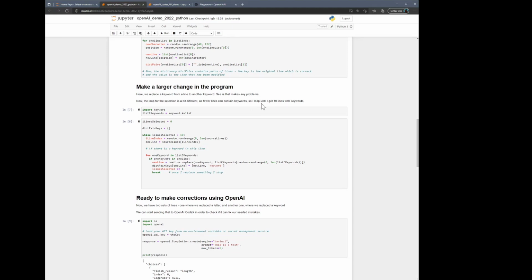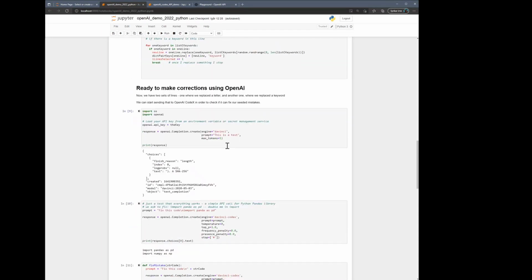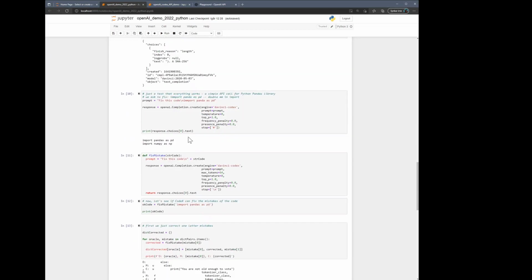Then in the second exercise, I made another change. I was thinking, how about instead of making a mistake in a simple word, like a spelling mistake or writing the wrong character, which happens, I see if it can fix a broken keyword? So I looked for keywords in any line, and in the lines that have keywords, I changed the keyword to another random keyword in Python. And I asked the AI to fix that for me.